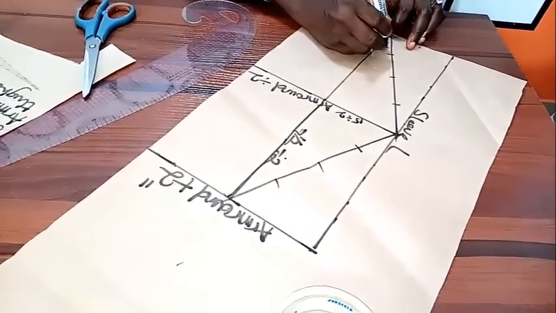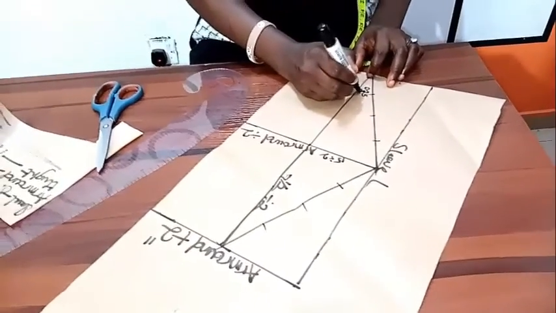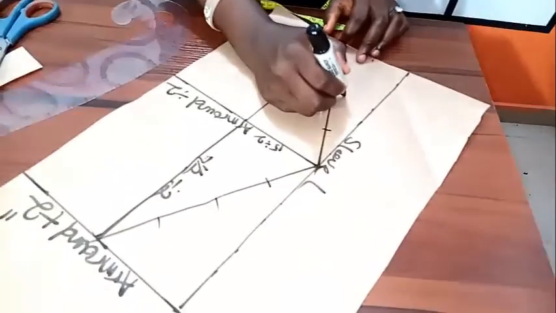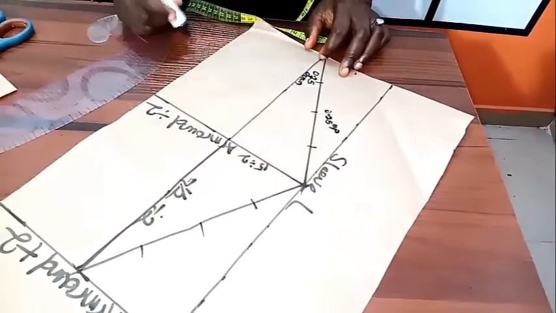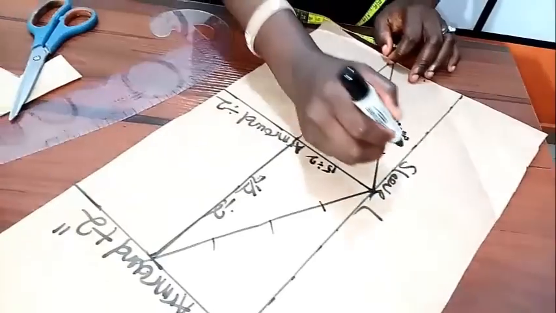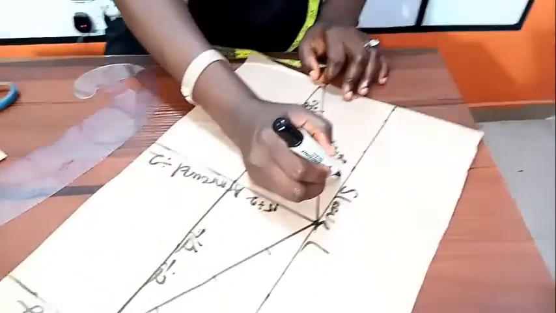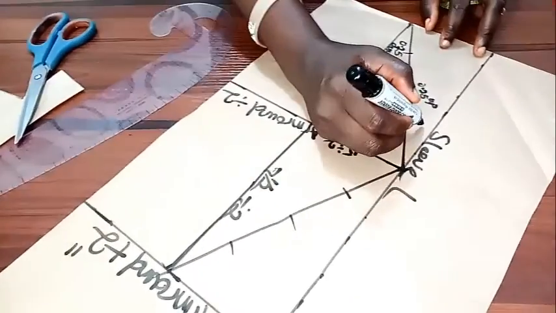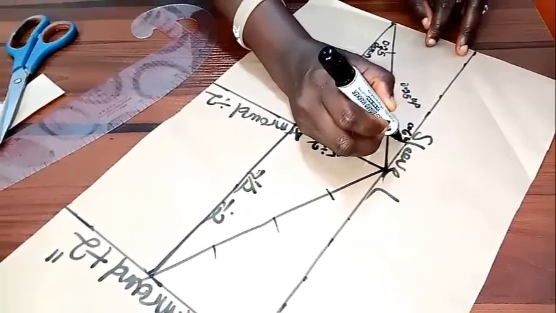So the next thing I'm going to do now is, let me start with this part. I'll measure 0.25 down. Here will be 0.25 up. Here will be the line after half, that's 0.6. So here will be 0.6 inches up.